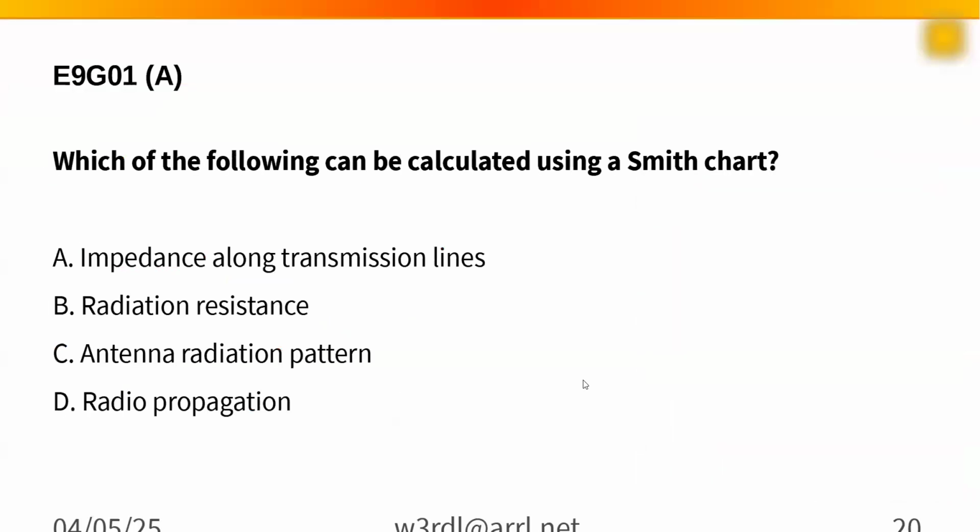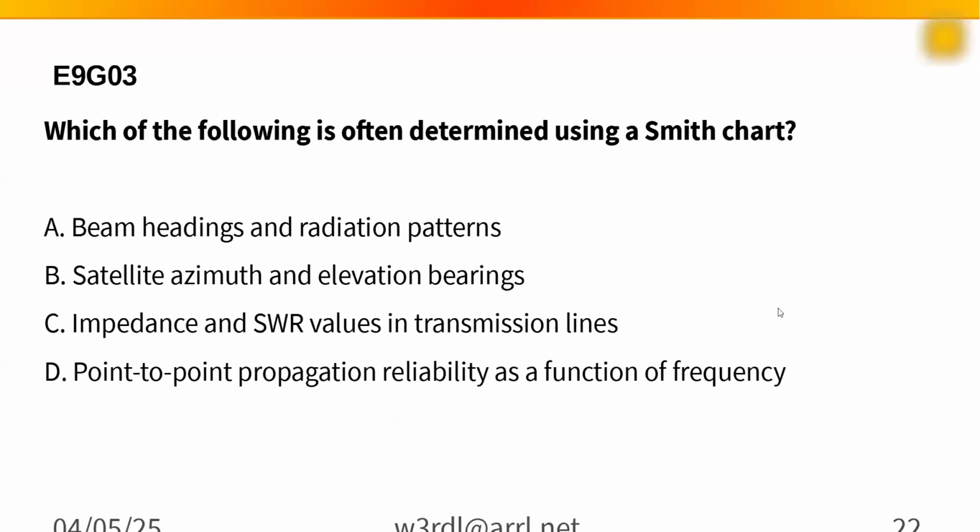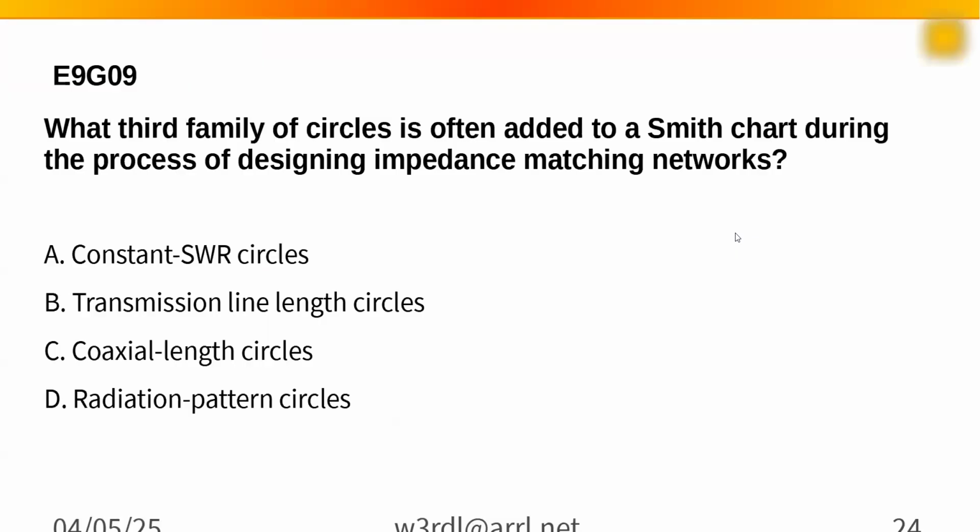Which of the following can be calculated using a Smith chart? Which of the following is often determined using a Smith chart? Charlie. What third family of circles is often added to a Smith chart during the process of designing impedance matching networks? Alpha.